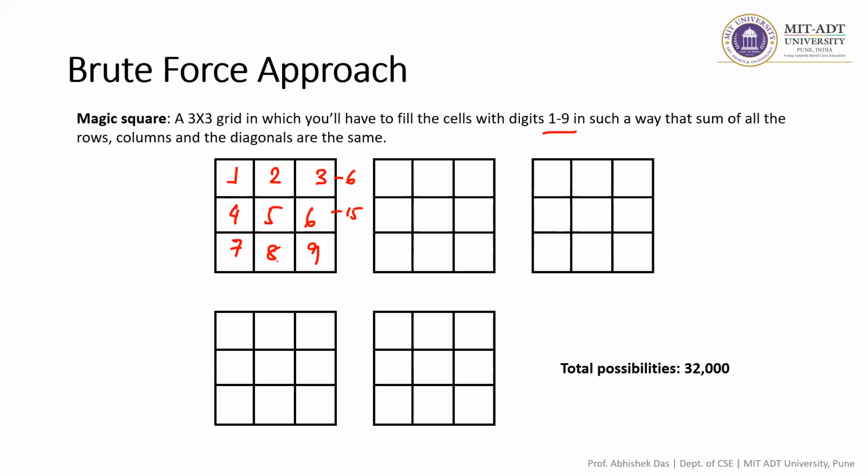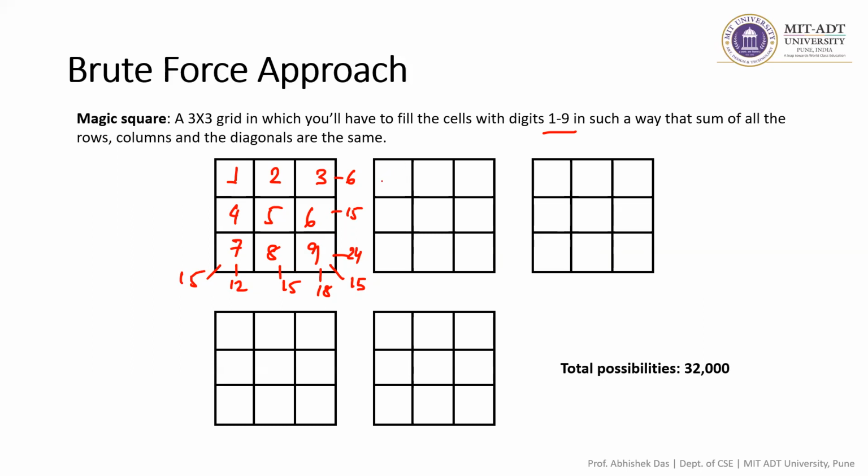So 7 plus 8 plus 9, what will you get? 24, right? Now if you add up the columns, you'll get 12, then over here 15, and over here 18, right? And if you calculate the diagonals, then again over here you'll get 15, and over here you'll get 15 again, but still the values are not the same, right? So let's try another combination.